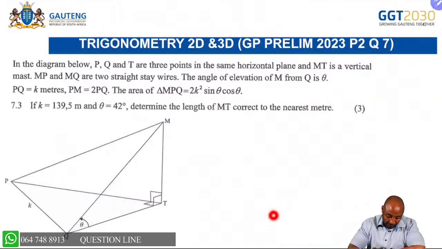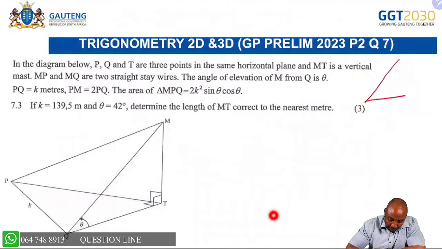Moving right along, 7.3. If k is equal to 139,5 and theta is 42 degrees, determine the length of MT. Once again, redraw the triangle so that you are able to visualize what's happening. It's a right angled triangle, where we have our M, our T, and our Q. Our angle here is theta.